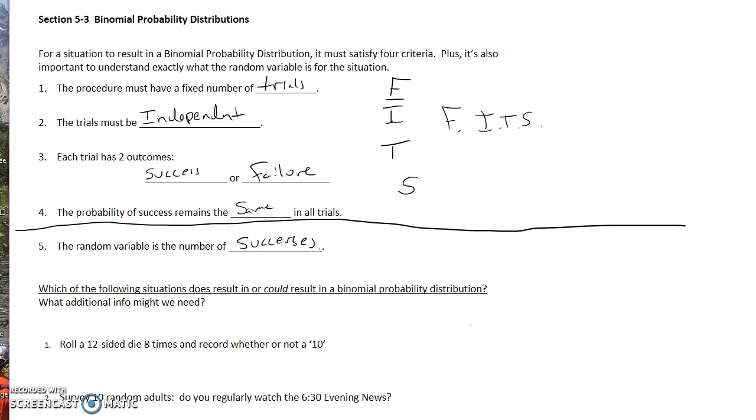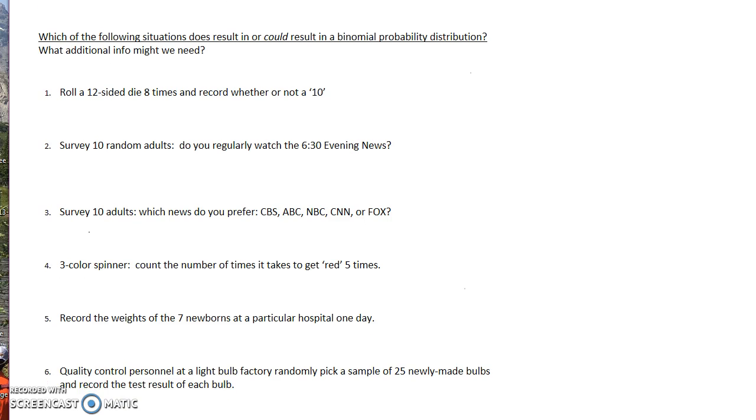So we're going to look at a couple different situations and see whether each fits the binomial situation. The first one is: roll a 12-sided die 8 times and record whether or not a 10 was rolled. So fixed trials. Is it? Well, we roll the die 8 times. We're going to use n equals 8.